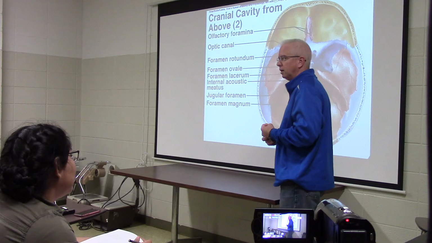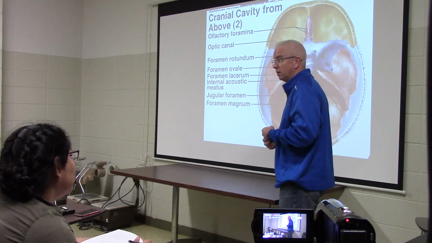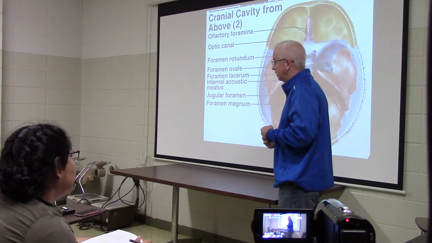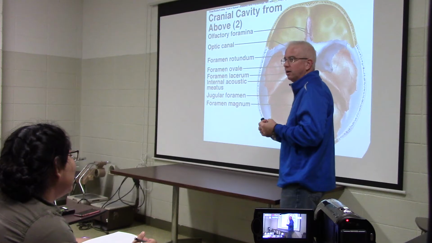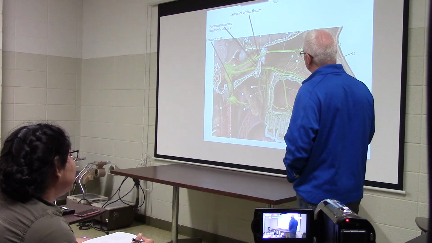If I'm going to move the eyes, right, this is where I have to go through. What nerves will have to go through this hole? Three. Four. Three, four, and six. Exactly. Okay, so let's look at them. Here they are.